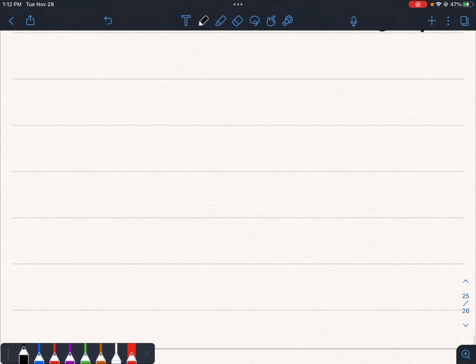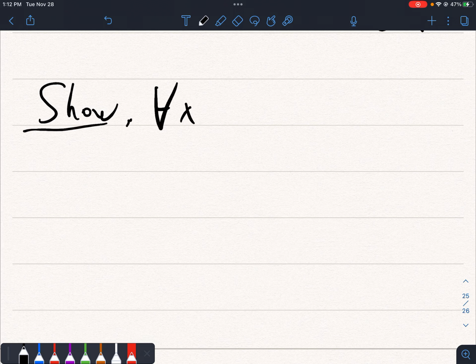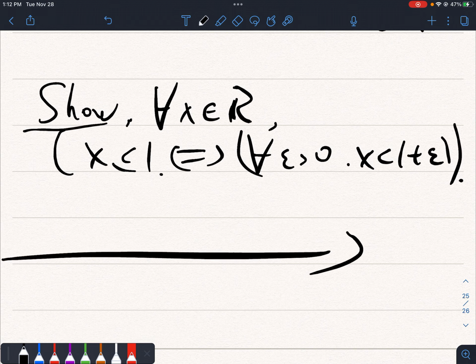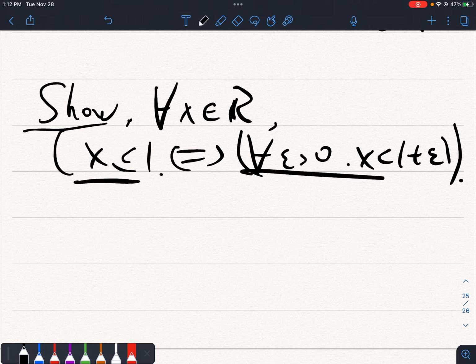Now I have a smart example. Okay, so I'll just tell you it is true. Okay, now I want you to show that for all x in R, x is at most 1, which means it is less than or equal to 1, if and only if for all epsilon bigger than 0, for all positive numbers, let's call it epsilon, we have x is less than 1 plus epsilon. Okay, so we'll just see what these two statements mean.